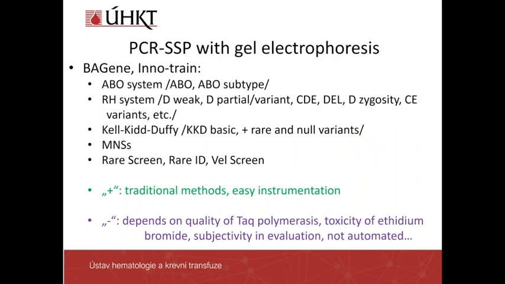Classical gel electrophoresis are either kits from BAG or Inotrain and are available for detection of basic alleles for ABO systems, RH system, Kell, Kidd, Duffy, MNS, and rare screen. These methods are traditional, easy to instrument, but depend on several factors like quality of polymerases, and there's a problem with toxicity of ethidium bromide, and sometimes subjective evaluation, and they are not automated.